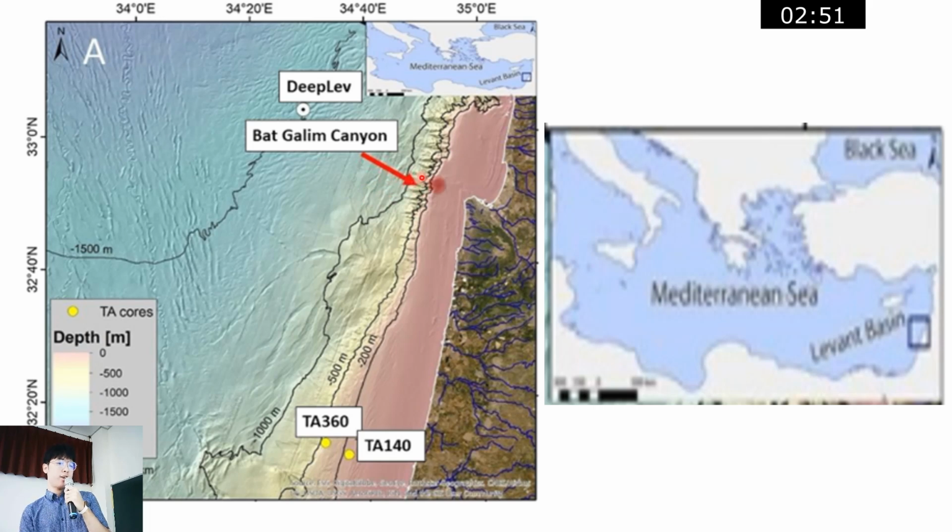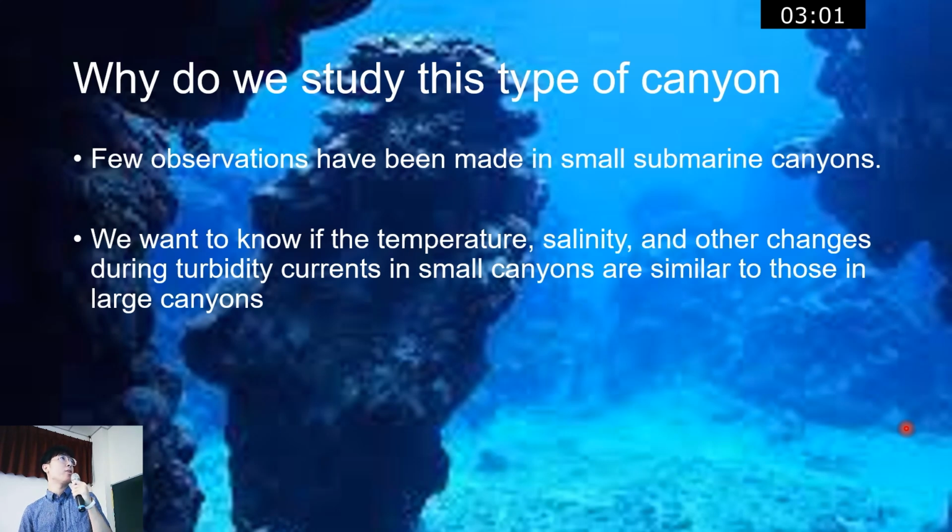And this is the canyon, and we enlarge the map. Its location is here. Why do we study this type of canyon? Because few observations have been made in small submarine canyons. And we want to know if the temperature, salinity, and other changes during turbidity currents in small canyons are similar to those in large canyons.